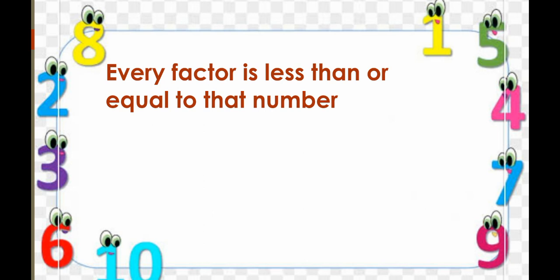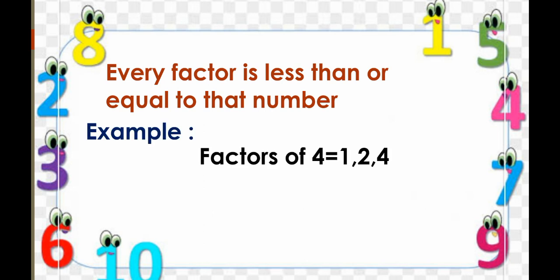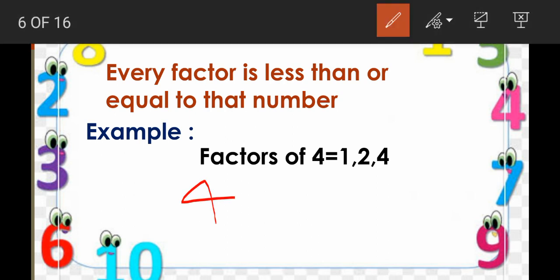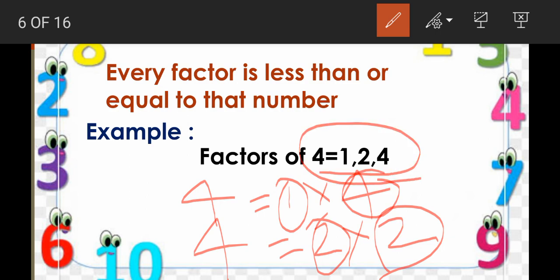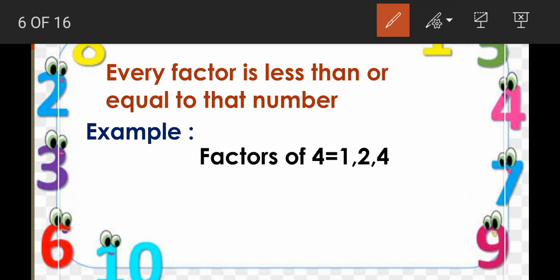Every factor is less than or equal to that number. How is it? Example. Factors of 4: 1, 2, 4. How did you get 1, 2 and 4? I told you, right? How to write 4? 4 is equal to 1 into 4. 4 is equal to 2 into 2. So what are the factors? 1, 2. 2 is again coming. So only 1, 2 is enough. So 1, 2 and 4. We have the 3 factors here.